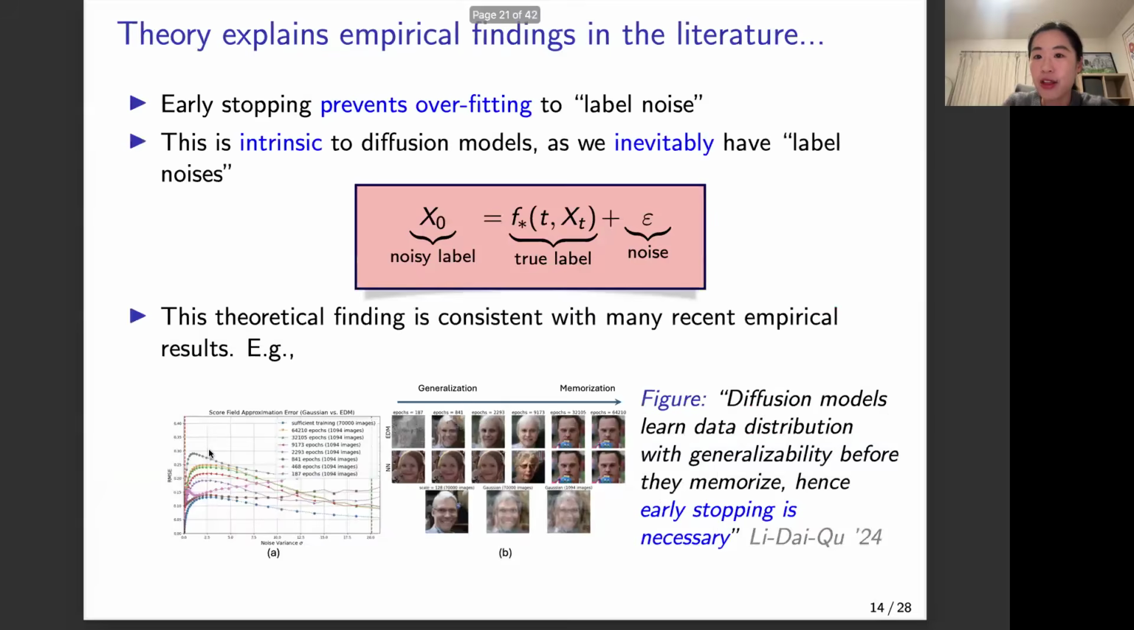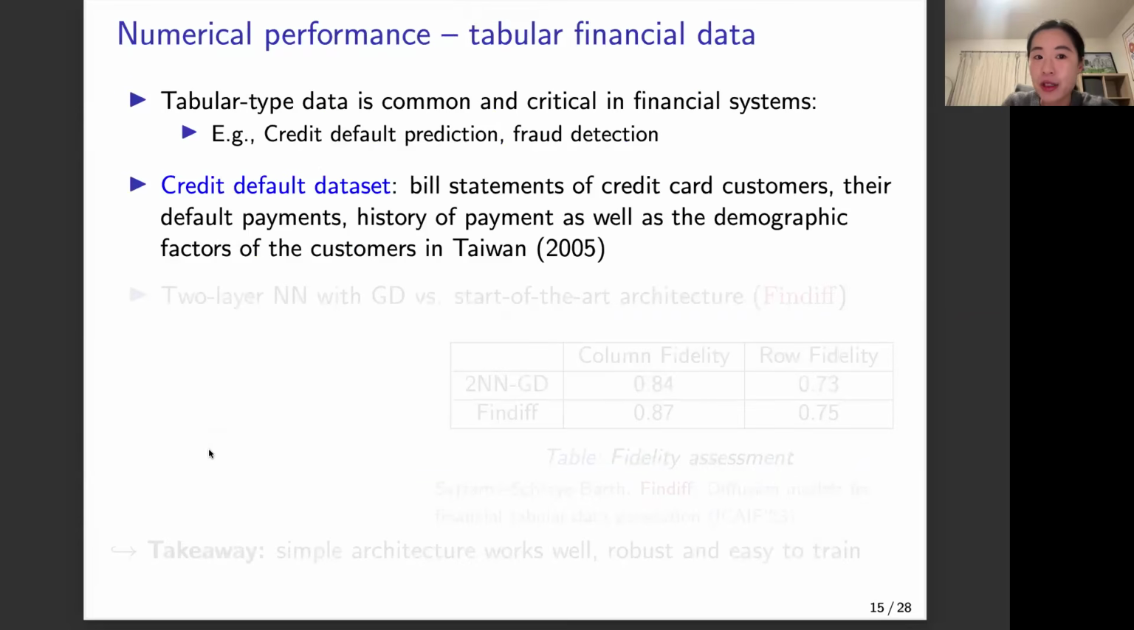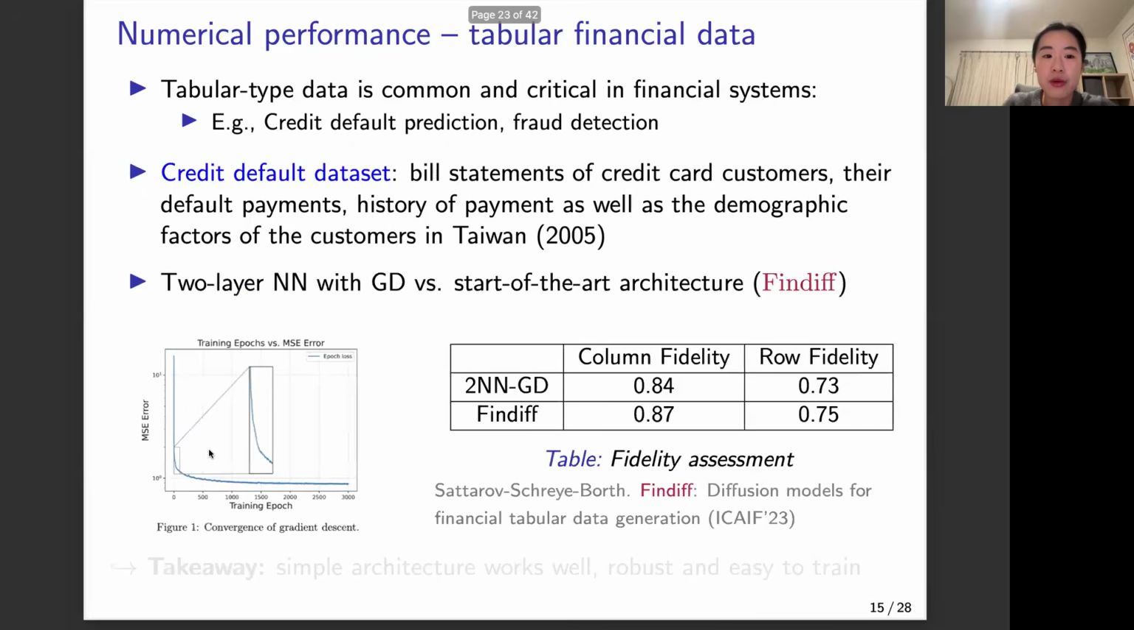So we choose to work with a very simple data set, which is tabular financial data. We have this credit default data set publicly available. It contains bill statements of credit card customers, history payment, default payment, and some demographic information in Taiwan in 2005. And we trained our two-layer neural network with the gradient descent method on this data set, and we compared the results with the state-of-the-art architecture, which is called FinDiff, financial diffusion models.